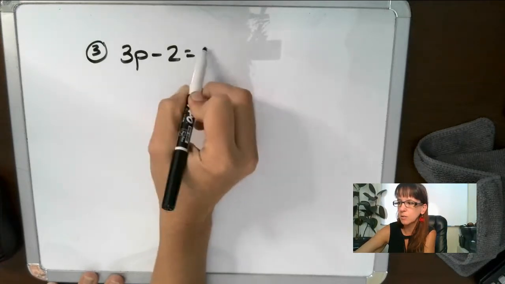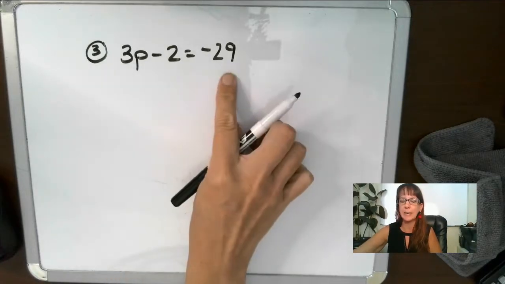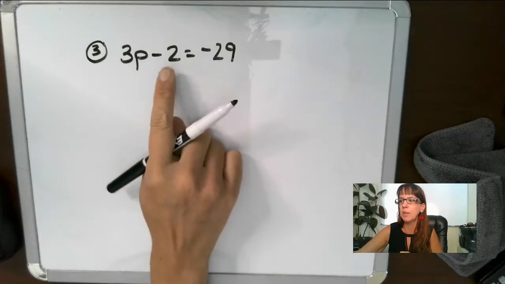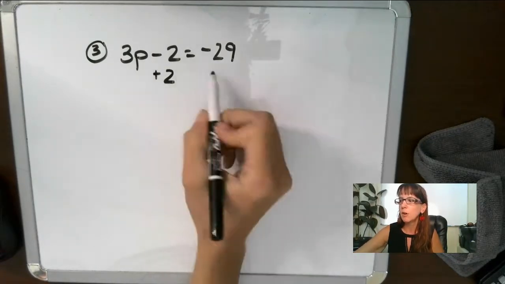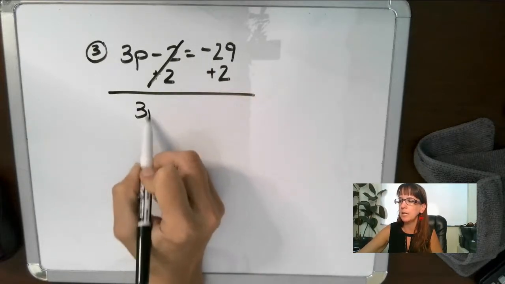3p minus 2 equals negative 29. Again, we have 3 chunks here. We have 1, 2, and 3. We want to get the chunk with the variable by itself. This guy needs to be by itself, so we need to move that guy over. Move it over by doing the opposite. These guys cancel out. Let's bring down 3p equals.